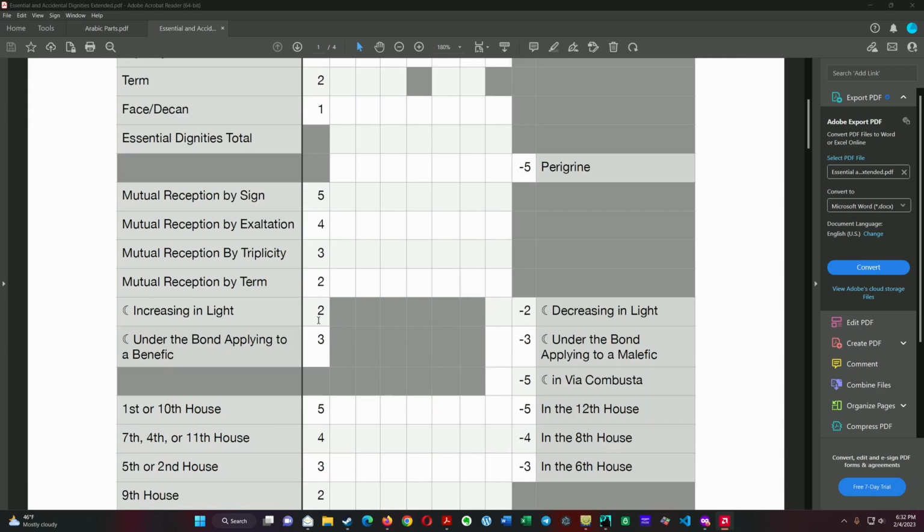Anyway, the moon, if it's increasing in light, it gets points. If it's decreasing in light, it loses points. If it's under the beams and applying to a malefic, that's bad. If it's applying to a benefic, that's good. Under the beams basically means if the moon is within the orb of the sun, which is probably like 15 degrees, it's going to be sort of not operating the normal way. It's going to be under the influence of the sun and under the influence of the sign that it's in. It's not going to be influenced by planets, by aspect, or by conjunction the way it would normally be.